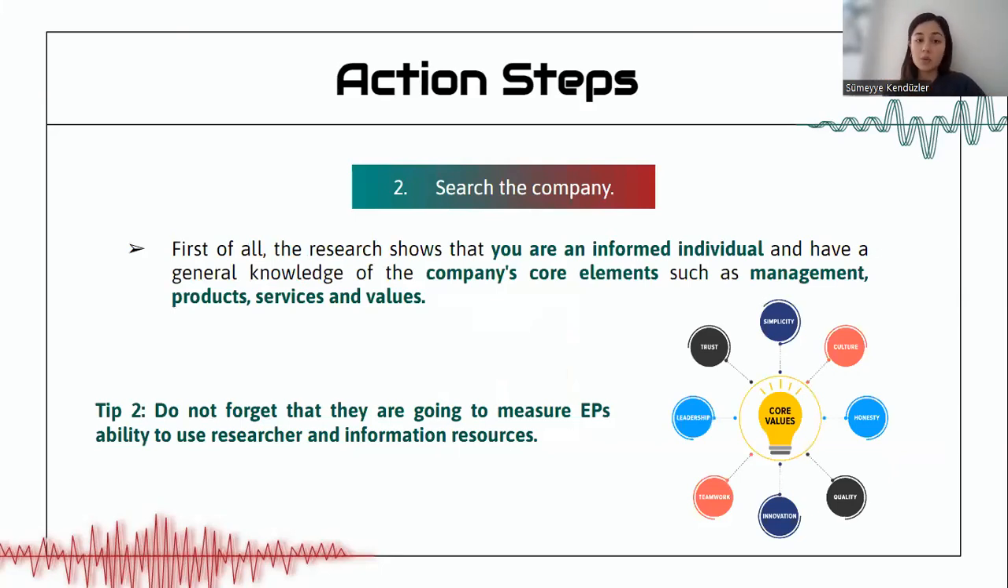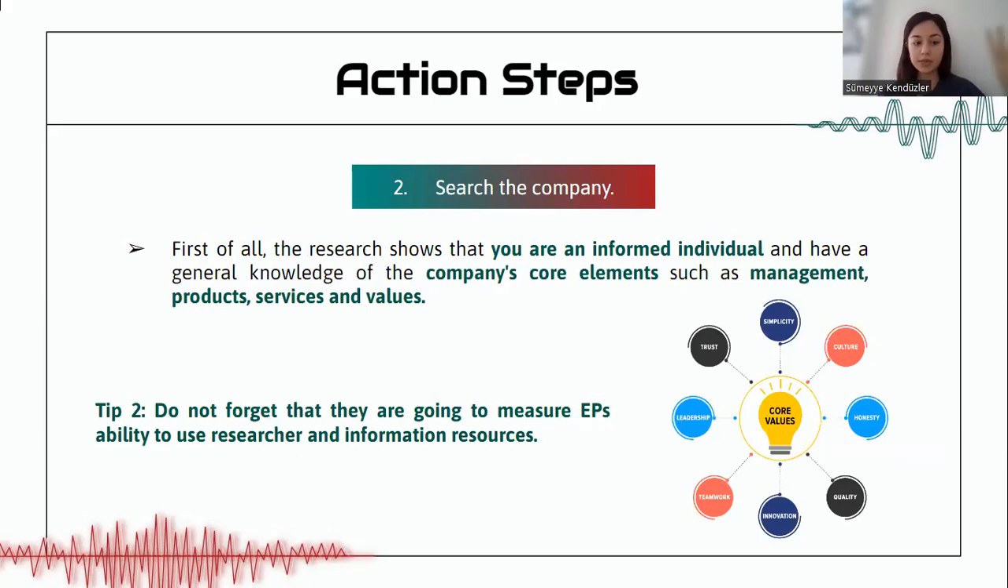The second one is searching the company. Searching the company is also important because as well as you should match the EP and the company and the job for job descriptions, you should also be able to match the EP with the company, with the job for core elements like vision, like mission. So first of all, the research shows that you're an informed individual and have a general knowledge of the company's core elements such as management, products, services, and values. So the EP can also shape their talk, their speech during the interview according to these core elements, according to the research that they had before the interview.